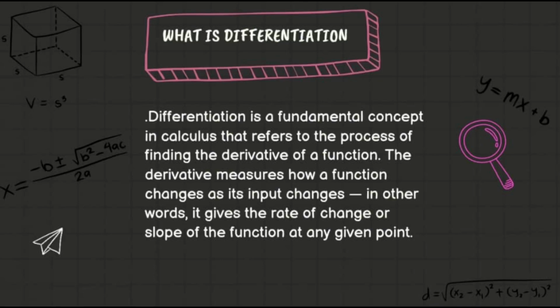And now, what are the techniques of differentiation? There are 9 techniques used to differentiate functions depending on their form. First, power rule. Second, constant rule. Third, constant multiple rule. Fourth, sum and difference rule. Fifth, product rule. Sixth, quotient rule. 7, chain rule. 8, implicit differentiation. 9, logarithmic differentiation. Next, we will continue with question 2a and 2b.